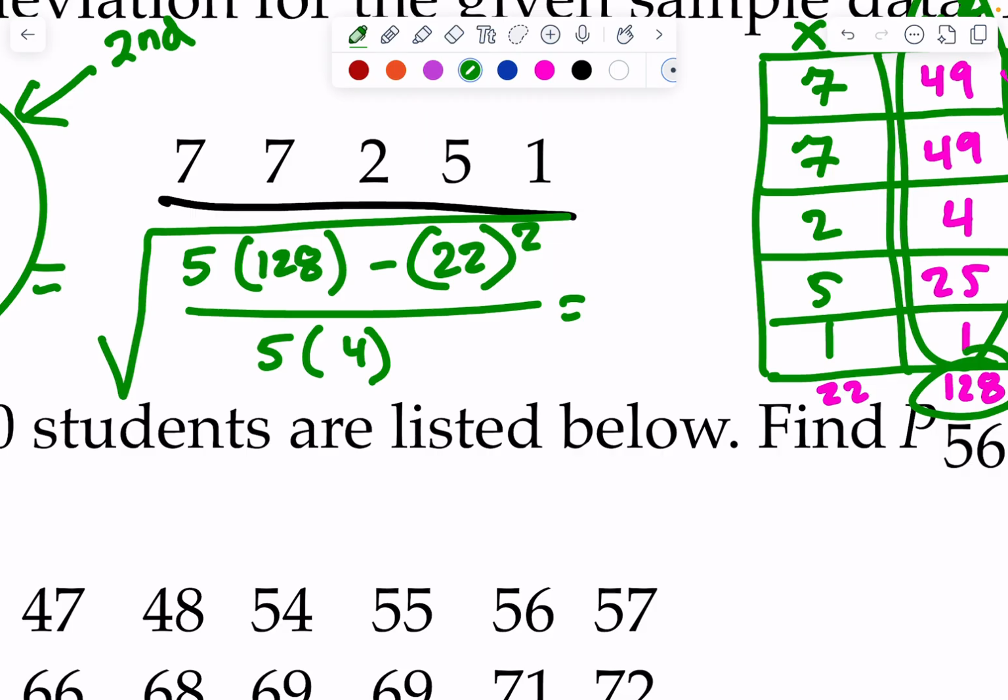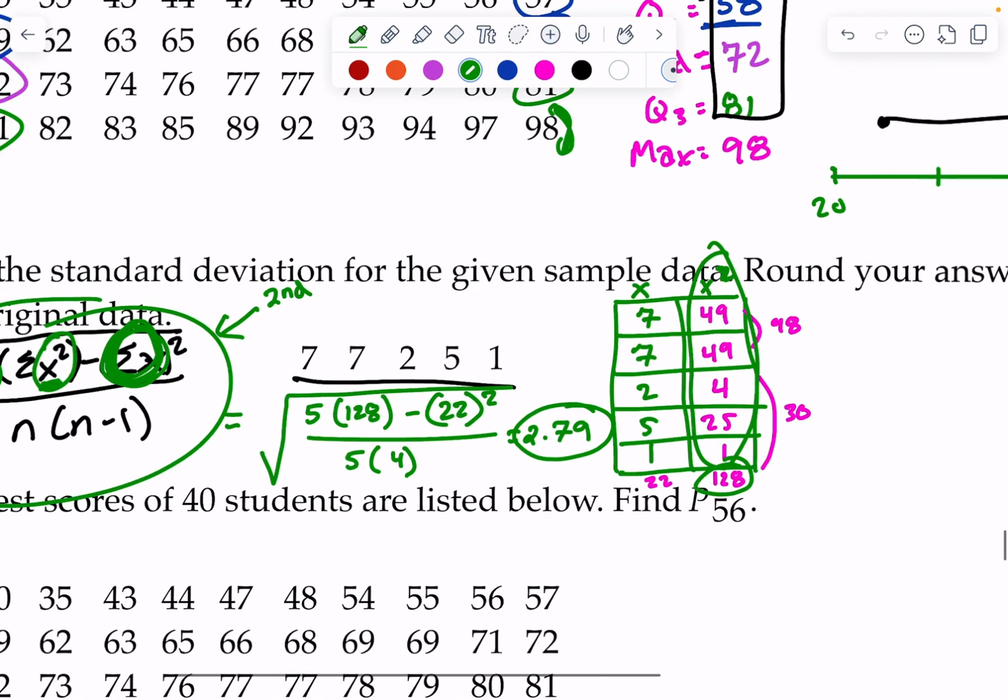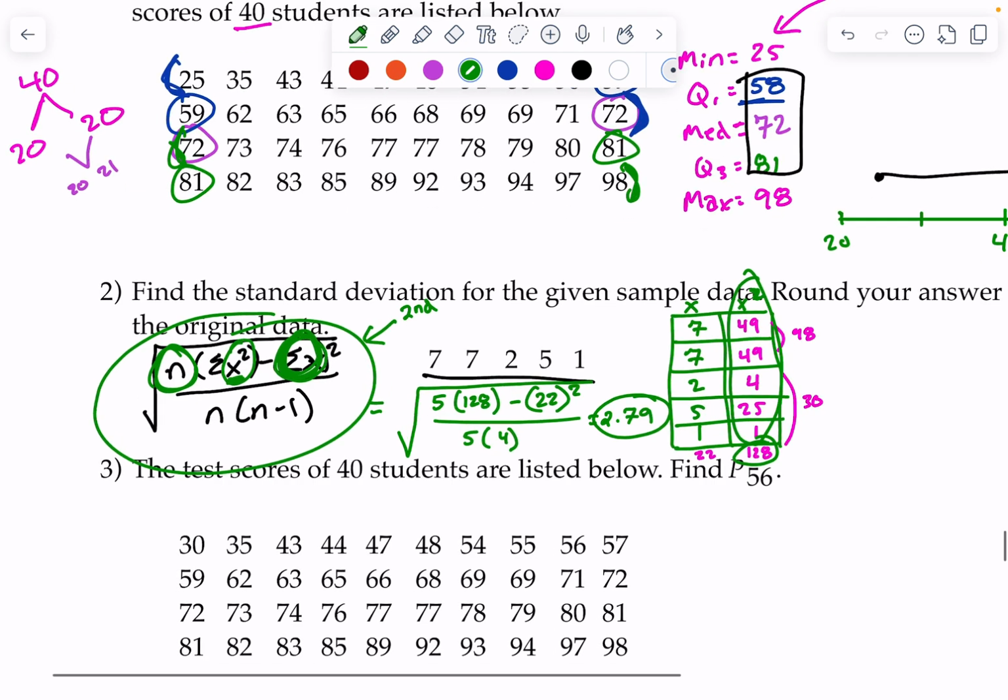Okay, and for standard deviation, I got 2.79 or so, using that method. That wasn't too bad. That didn't take too long. So make sure you know how to use one of those formulas. I will give you the formula on the test, though, for standard deviation. So just make sure you know how to use it.